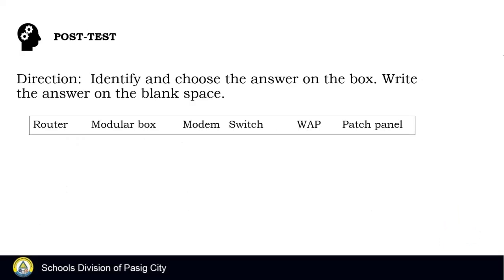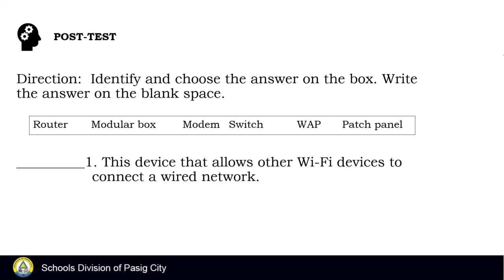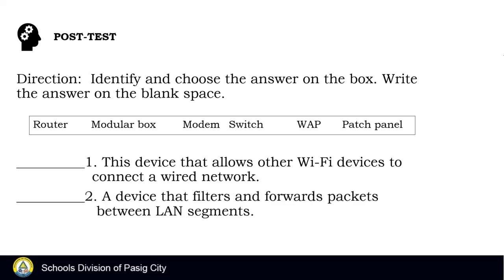Posttest, direction. Identify and choose the answer in the box. Write the answer on the blank space. Number one, this device allows other Wi-Fi devices to connect to a wired network. Number two, a device that filters and forwards packets between LAN segments.